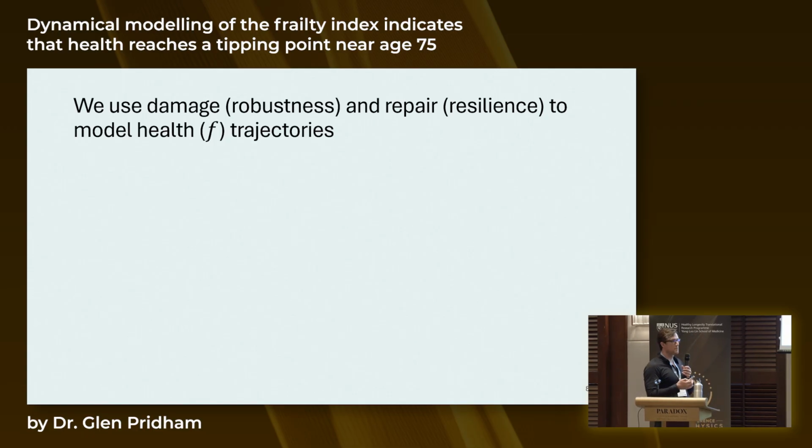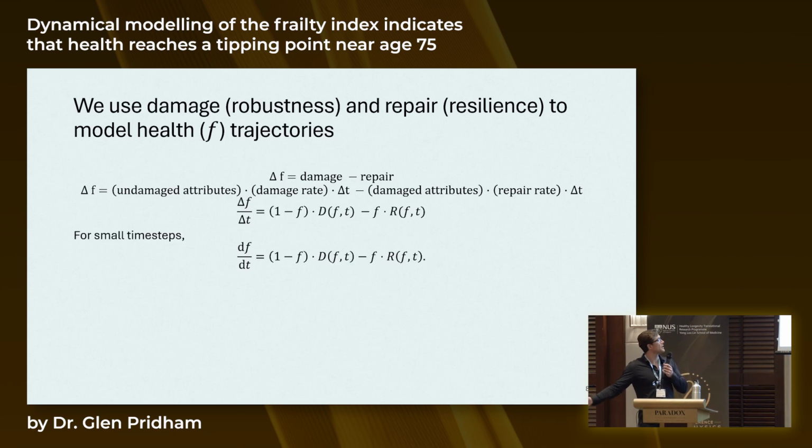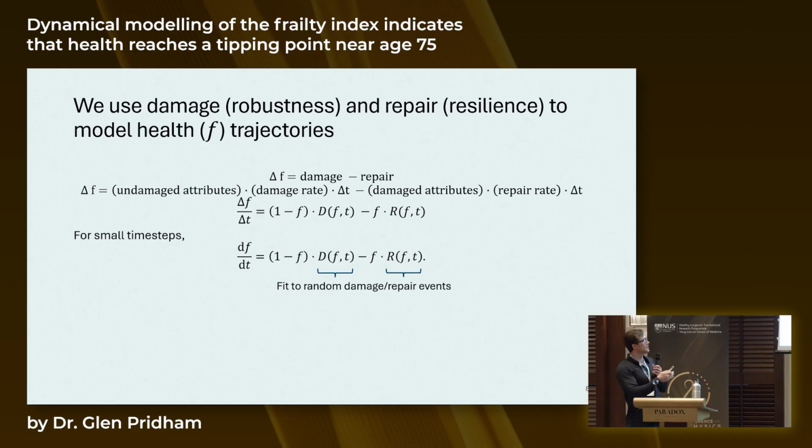Then we're going to use a model to try and parse out what exactly is changing. So I'm going to derive a little model for you. We'll look at the change in the frailty index as just damage minus repair. That's just a matter of undamaged nodes damaging and damaged nodes repairing. And then we can get this nice rate equation. And we take the limit of a small time step, and we're going to get velocity. So the left-hand side is the FI's velocity, how it's changing in age, and the right-hand side is in terms of this damage and repair, and we're going to fit them as random damage and repair events.